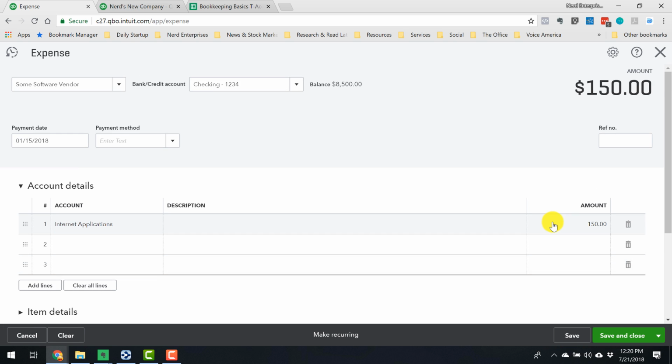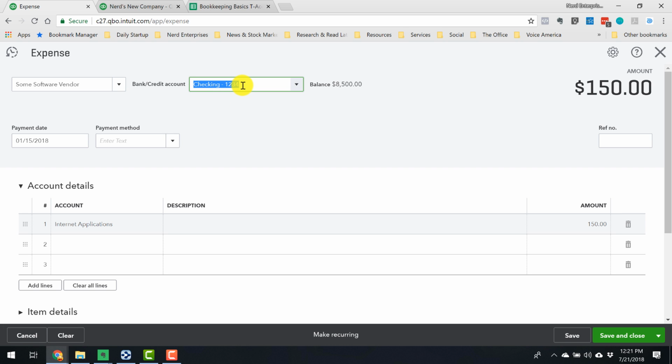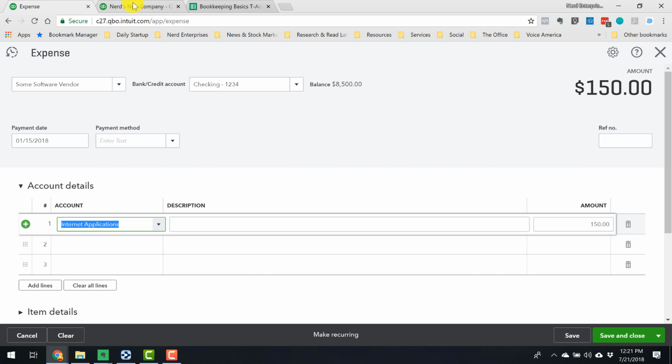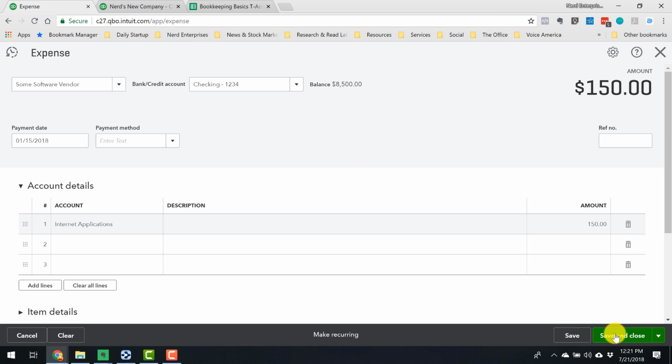So when I record this, we're going to see money come out of the bank account. This is the account that's being reduced. This is the source account of the expense. This is the target account. This is the expense account that's going to be increased. So I'm going to reduce an asset, cash, on the balance sheet, which is the bank account, and I'm going to increase an expense account, which is on the P&L. We're going to finally see an expense here, so our net income will then be 10,000 minus 150, which will be 9,850, right? So let's save and close.